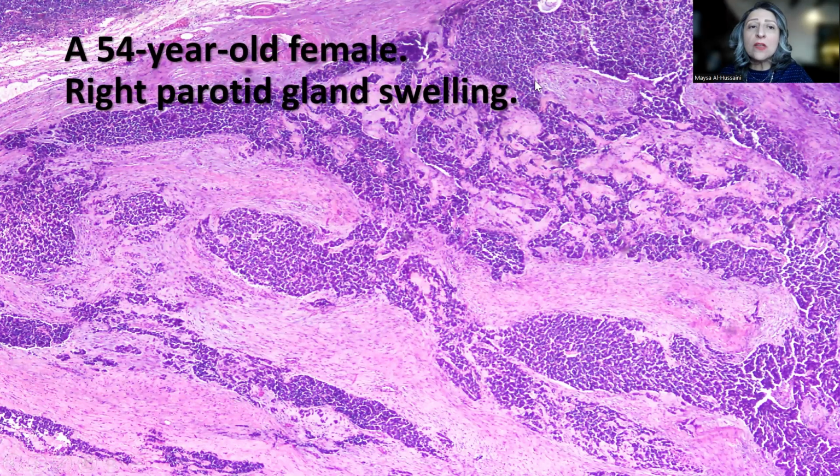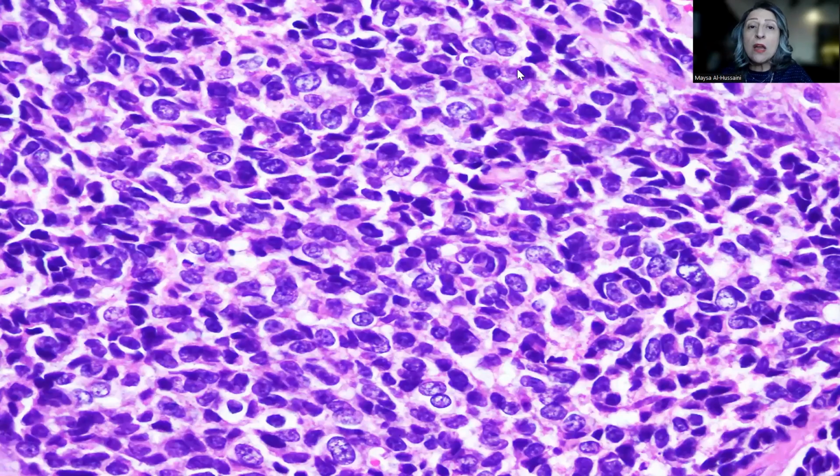And as you can see here from the low power magnification, there is an infiltrative tumor. This is extremely important. Infiltrative tumor that is blue in color. So it is like a small round blue cell tumor, and these are important clues to the diagnosis. On higher power magnification, as you can see here, it's a kind of embryonal tumor, a small round blue cell tumor with many mitotic figures scattered around.